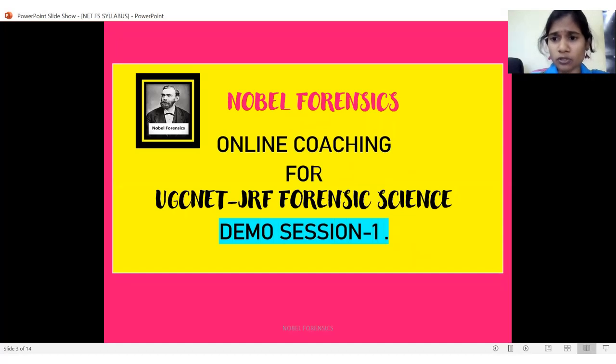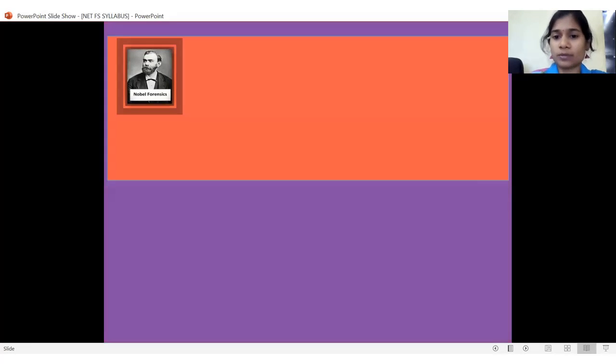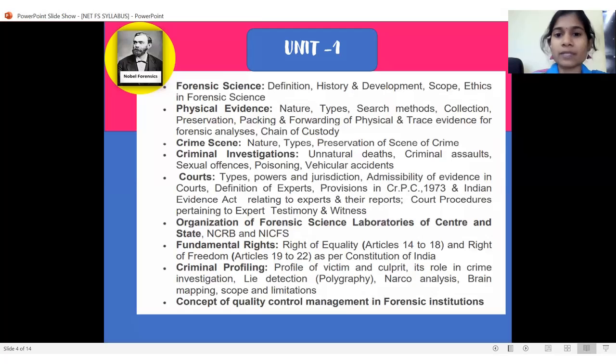I know that you all know the syllabus of UGC NET Forensic Science, but here I'm explaining in detail the basics of all topics, what is important from the UGC NET point of view, and also how many questions will come from each topic. With this explanation, you will get an idea about my way of explaining. The very first one is Unit 1.